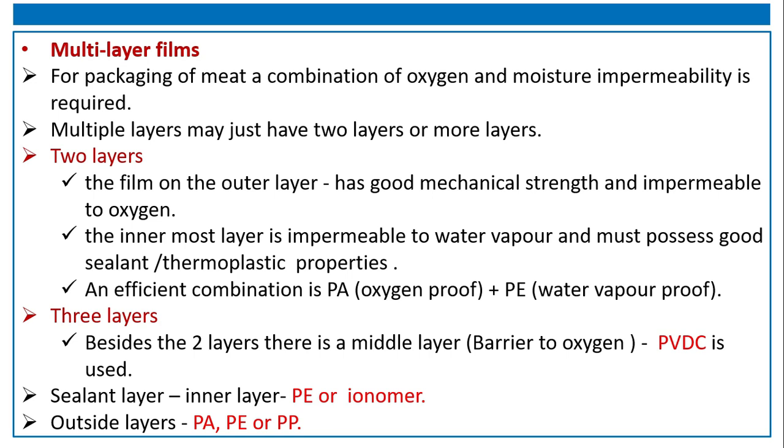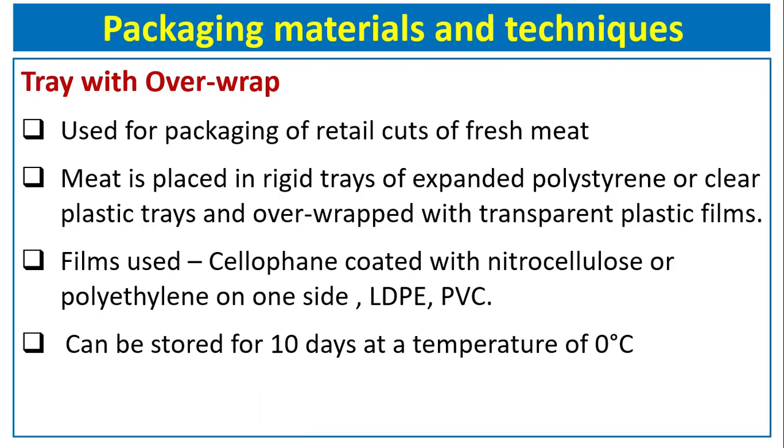3 layers. Besides the 2 layers, there is a middle layer. It should be a barrier to oxygen. Normally PVDC is used. For the sealant layer, that is the inner layer, PE or ionomer is used. For the outside layers, PA, PE or PP are used.